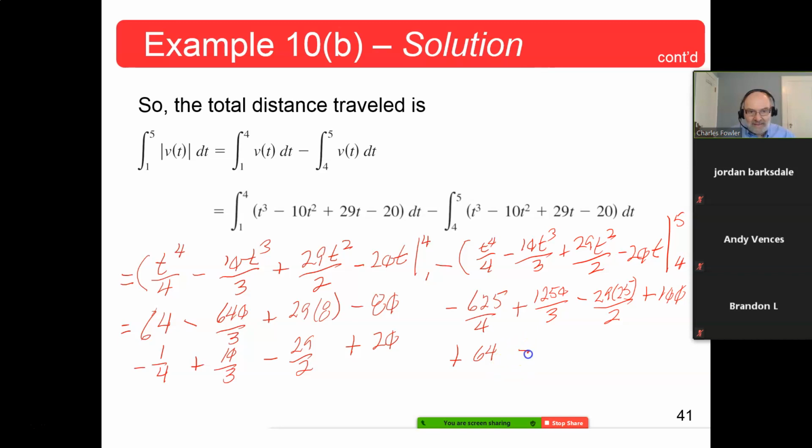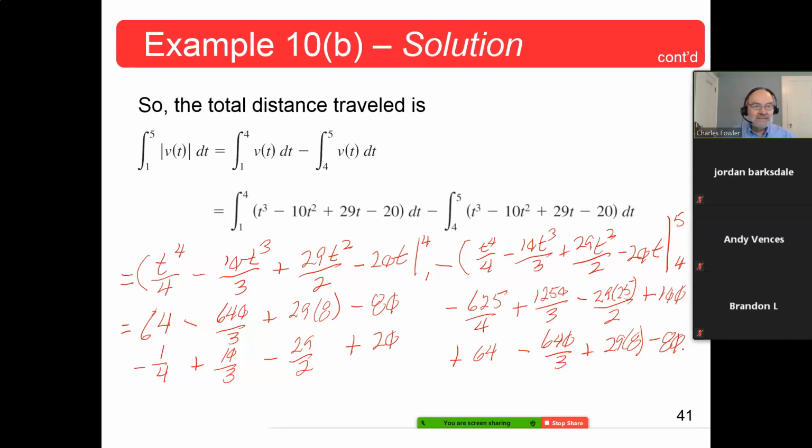And this will be a minus. And basically, this is the same numbers you got here again, because here it was a plus. Here it's a minus. So it's the same as here. So 640 over 3 plus 29 times 8 minus 80.